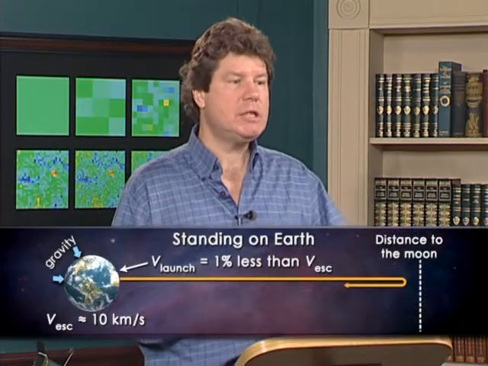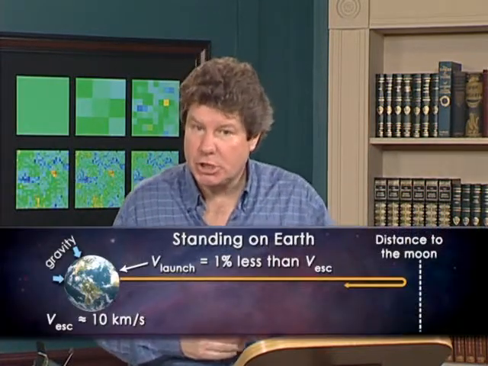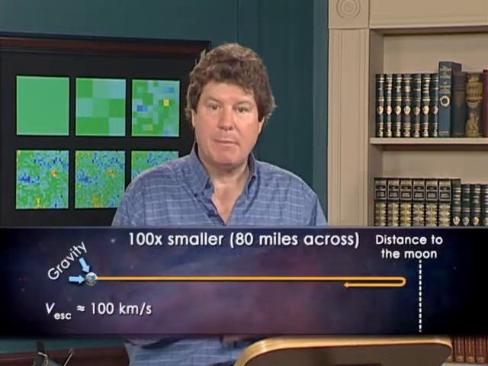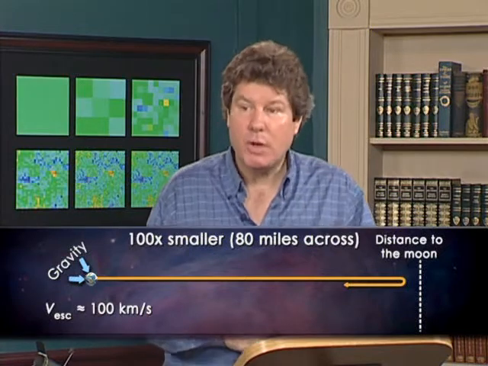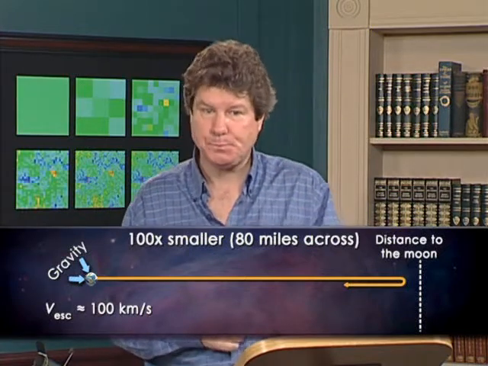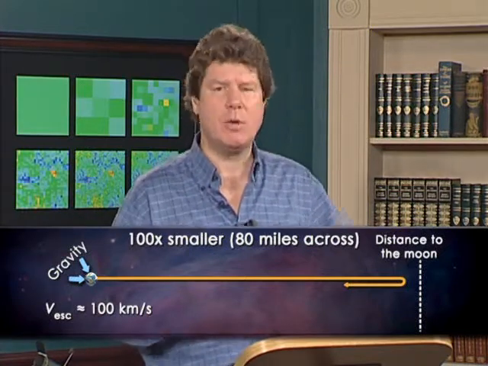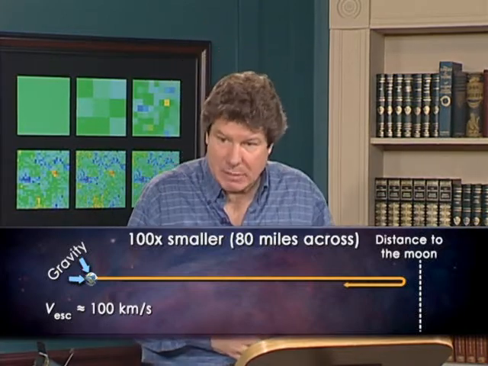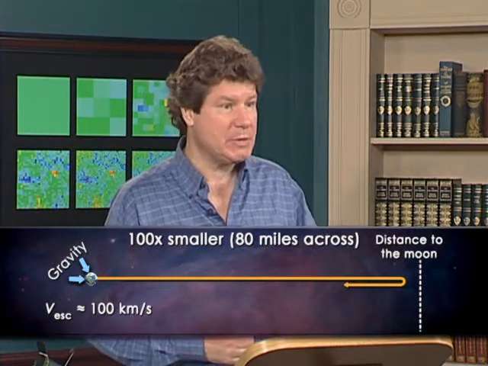Okay, so now let's imagine going to an earlier time, when the universe was 100 times smaller than it is today. In our model, we need to imagine the Earth crushed down to 100 times smaller. There it is, about 80 miles across, but with the same mass. So the gravity at the surface is now really strong. You weigh 1,000 tons, and the escape speed is 100 kilometers per second.